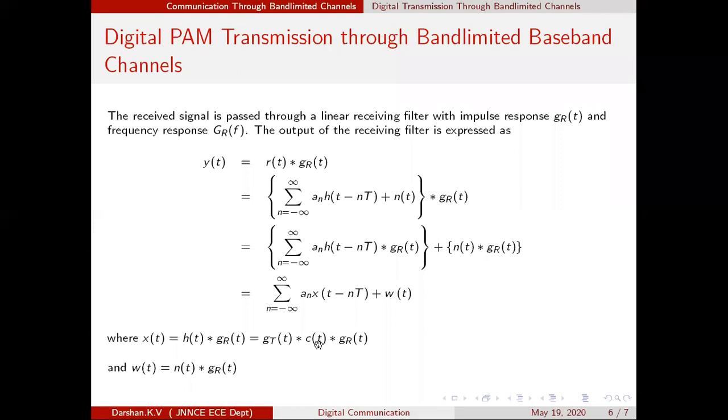The same thing has been written as c of t star g_t of t into g_r of t. Then n of t convolved with g_r of t has been represented as w of t. So this one is the output of the receiver filter.